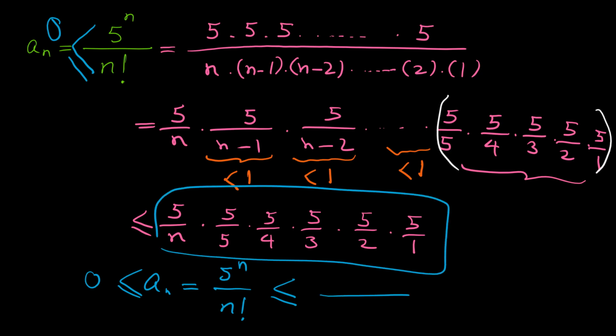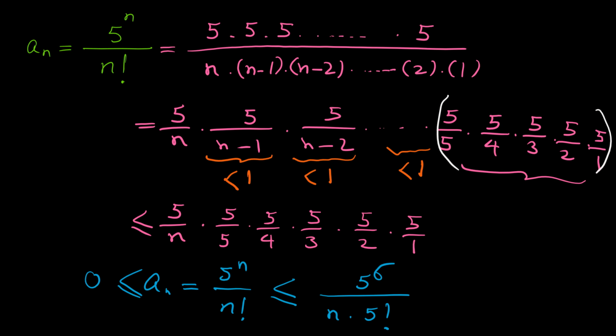How many 5s in the numerator do we have? 5, 5... 5 to the 6. And in the denominator we have n times 5, 4, 3, 2, 1, which if you want you can write just as 5 factorial. So far we have shown that this sequence is always less than or equal to 5 to the 6 over n times 5 factorial.